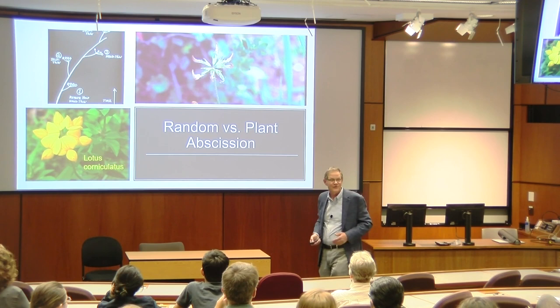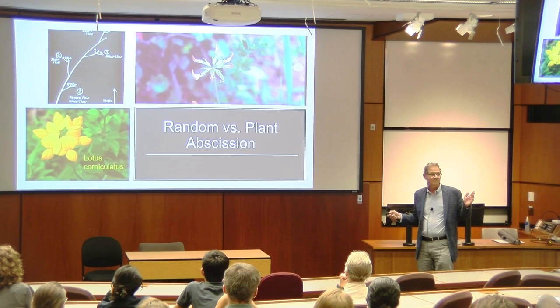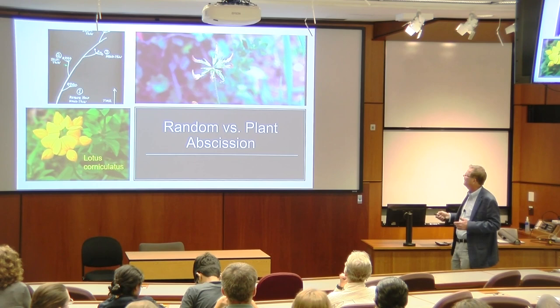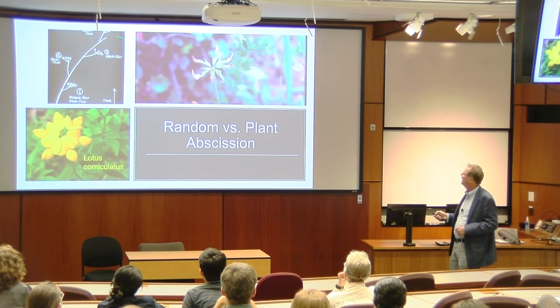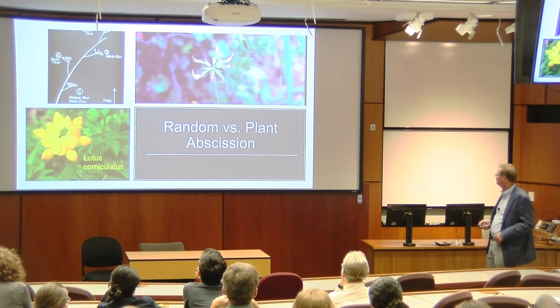But what I did is on one inflorescence, I randomly removed half of the fruits. I knew this plant would only mature about 40% of its fruits. So I randomly removed half of them. And then on the next one, I let the plant decide which fruits it wants to mature. Then I randomly removed more. And then I let the plant decide, and so on and so forth for the whole summer on a variety of different plants. So I had random versus plant abscission.